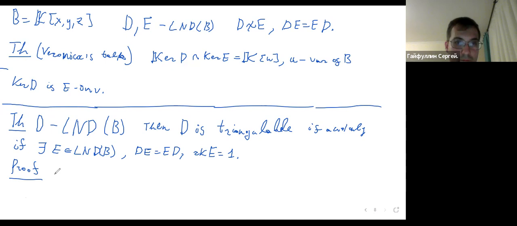Proof is as follows. Firstly, let us assume that D is triangulable, so we can change coordinates such that D is triangular. I know that B is a polynomial ring in 3 variables, so D is just f from x multiplied by this plus g of xy multiplied by v.